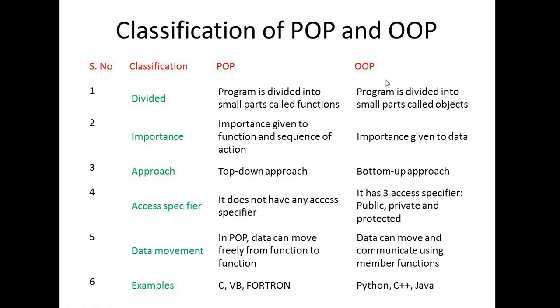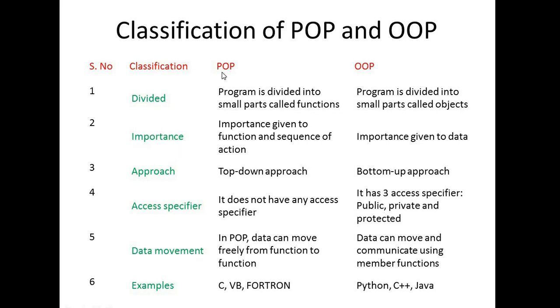The same way, in object-oriented programming, the program is divided into small parts called objects. The entire program will be divided into different modules, and each and every module we are going to call an object. So this is how we divide programs in procedure-oriented and object-oriented programming. In procedure-oriented programming, the program is divided in the form of functions, whereas in OOPS it is divided into objects.